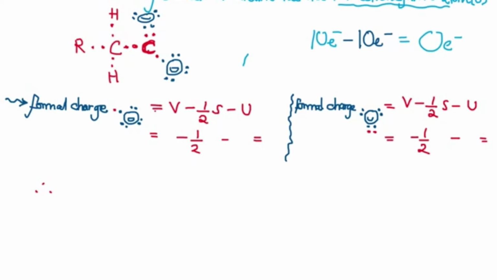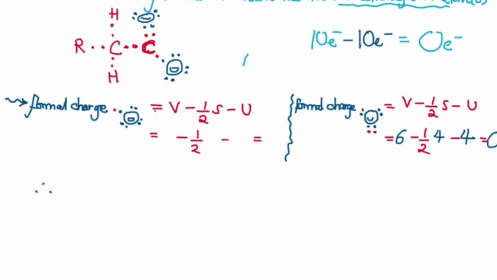However, for oxygen, we'll look at the first oxygen here with a smiley face, at the top. The valence electrons on the oxygen is 6, and then we minus half of the number of electrons shared, which in this case is 4, and then minus the number of unshared electrons, the lone pairs, which is 4. So 4 divided by 2 gives us 2, 6 minus 2 is 4, and 4 minus 4 gives us 0.